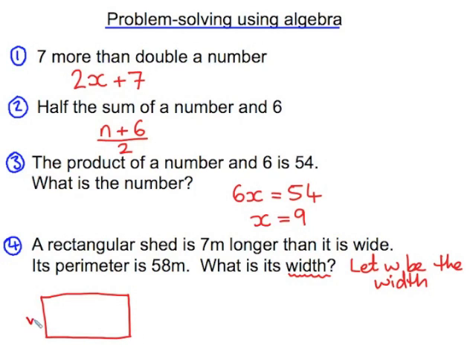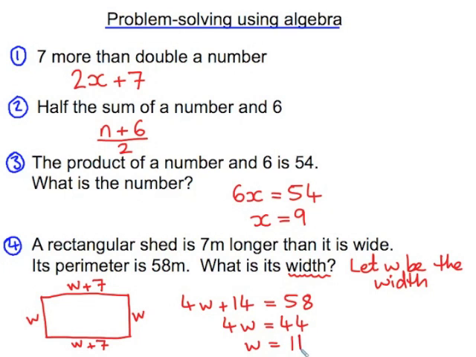So I've got w for the width, then the length is 7 metres longer than the width, so that's w plus 7. And then the perimeter is 58 metres, so we've got 2 widths of w and 2 lengths of w plus 7. All together we've got 4w plus 14, and that equals 58. So the 4w must equal 44, and that makes w 11 metres.